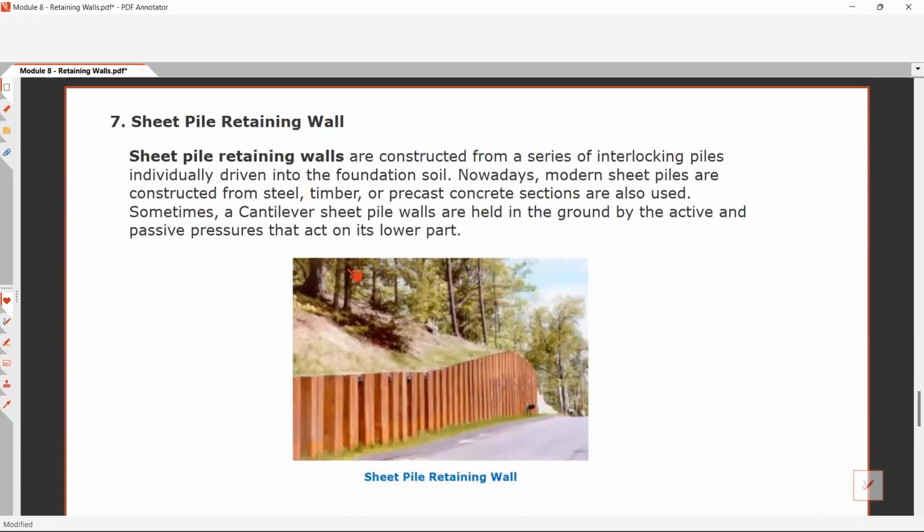So yung sheet pile retaining walls is most popular in high-rise buildings. Okay, sa mga high-rise, mid-rise buildings ng retaining walls. Sheet pile retaining walls are constructed from a series of interlocking piles individually driven into the foundation soil. So nowadays, modern sheet piles are constructed from steel, timber, or precast concrete sections are also used. Sometimes cantilever sheet pile walls are held in the ground by the active and passive pressure that act on its lower part.